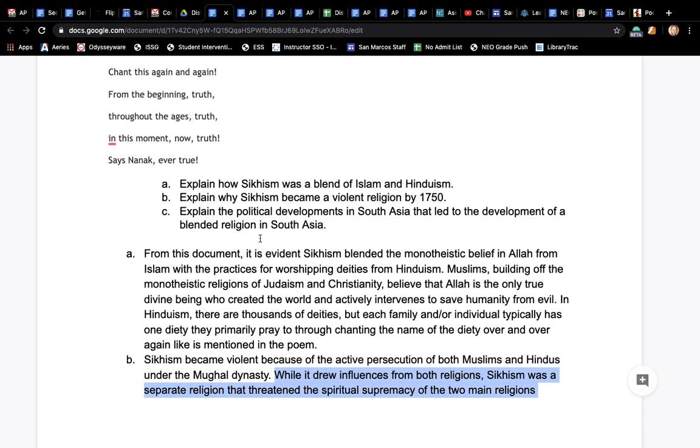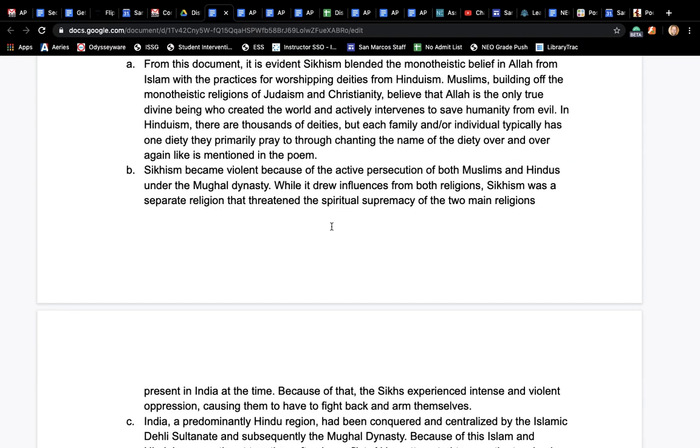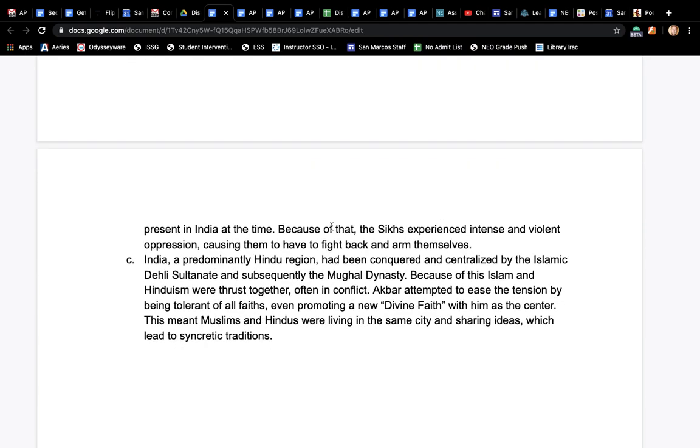And so the last question then is explain the political developments in South Asia that led to the development of a blended religion in South Asia. Again, a causation question here. So again, I answer the question. India, a predominantly Hindu region, had been conquered by the centralized Islamic Delhi Sultanate and subsequently by the Mughal dynasty. Again, that's the answer. That's the political context for why there would be a syncretic religion.